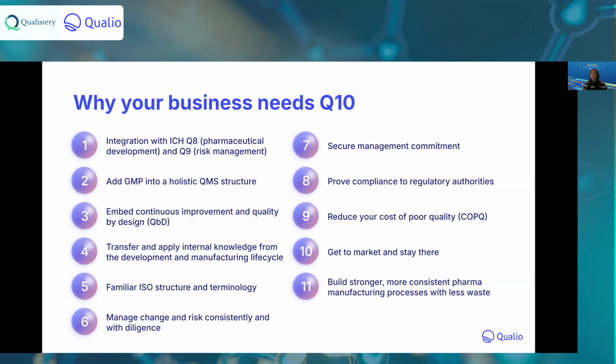So you're kind of hitting a whole bunch of guidances all at once. It builds in that quality by design and the continuous improvement for you. It helps you formulate better CAPAs, better change controls, and just overall making sure that knowledge management pipeline is throughout your entire development lifecycle. You can hand it over from tech transfer to manufacturing. And once you get to market, you really want to stay there. You don't want a bad name for your brand.